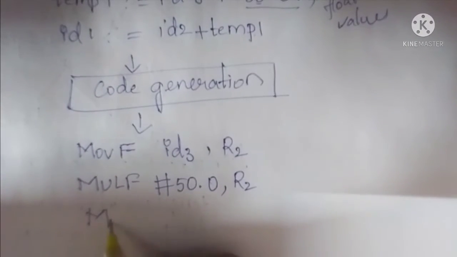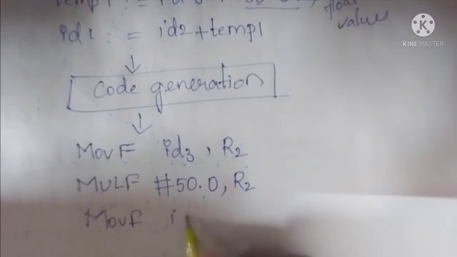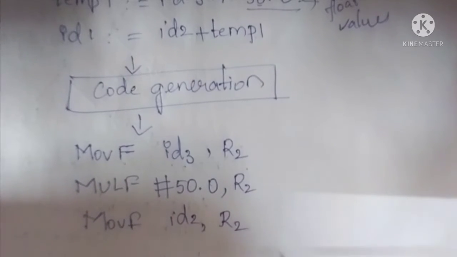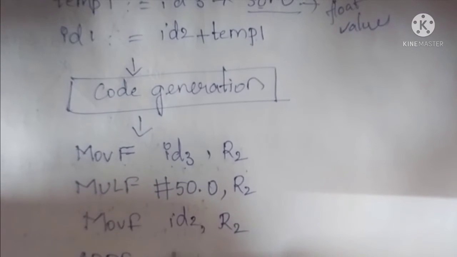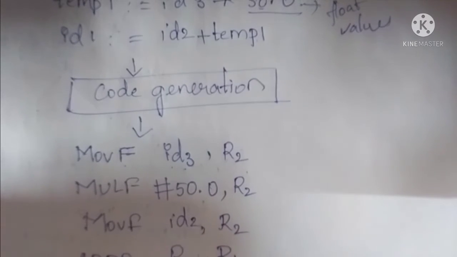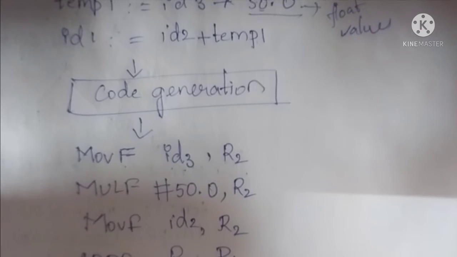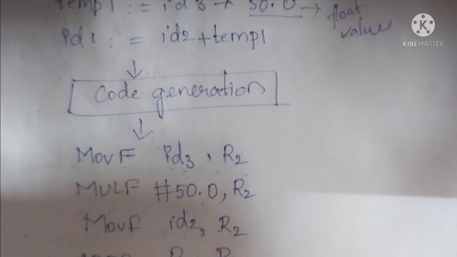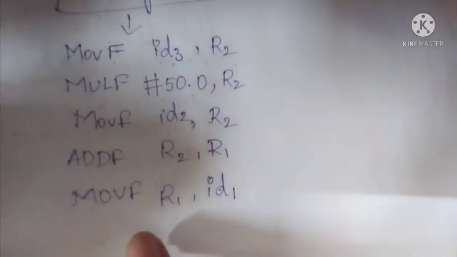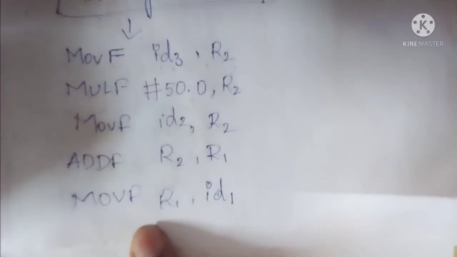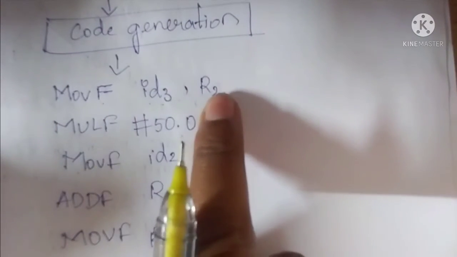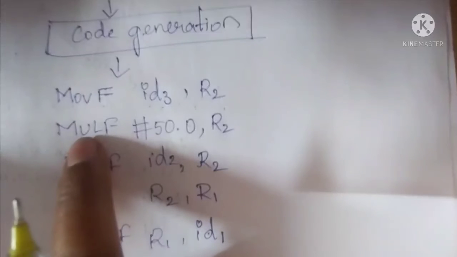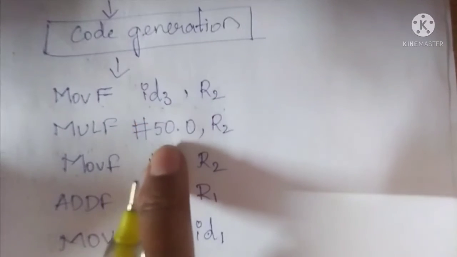Movf id2 comma R2. Next, addf R2 comma R1. Next, movf R1 register to id1. So this is how we are writing the code generator. I'll explain. First I have moved id3 into the R2 register. Next I have multiplied the R2 register with 50.